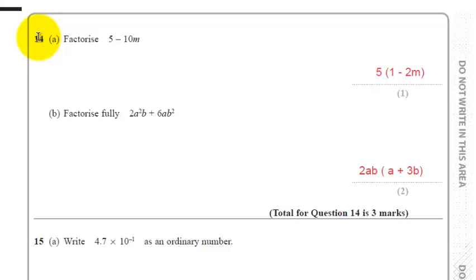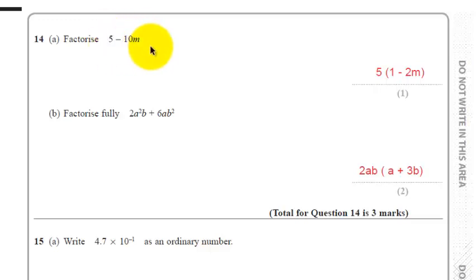Question 14, Part A, factorise 5 minus 10m. Now factorisation appears an awful lot in the new GCSE Maths exam, so if you're not sure how to do this, get plenty of practice and make sure you know how to do it. So factorise means there was a bracket and it was expanded and we got 5 minus 10m. What was the bracket that was expanded?